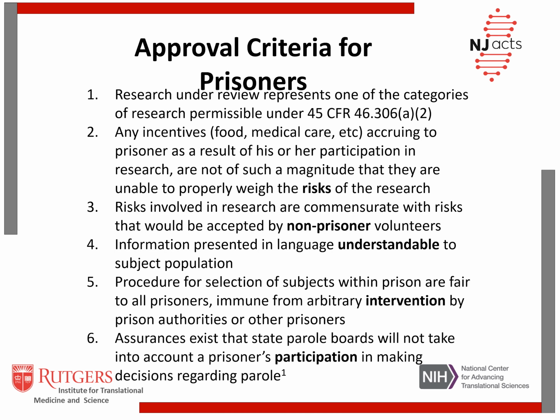Here we have the approval criteria for prisoners. Some of the criteria include: research under review must represent one of the categories of research permissible under Title 45, Part 46, Section 306, Paragraph A2. Any incentives accruing to the prisoner as a result of his or her participation in research are not of such a magnitude that they are unable to properly weigh the risks of research. Risks involved in research are commensurate with risks that would be accepted by non-prisoner volunteers, and information presented in language should be understandable to the subject population.